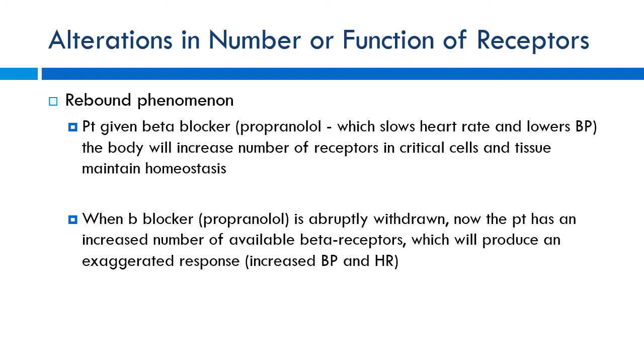So basically, if you're using a drug to treat a certain thing and then you take it away and it causes the opposite effect. So for instance, if I were to give you a drug to help with your blood pressure and then all of a sudden I take it away and your blood pressure goes even more hypertensive than it was beforehand, that's called a rebound phenomenon.